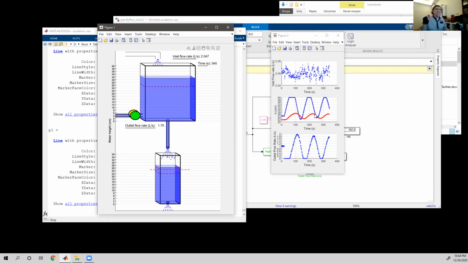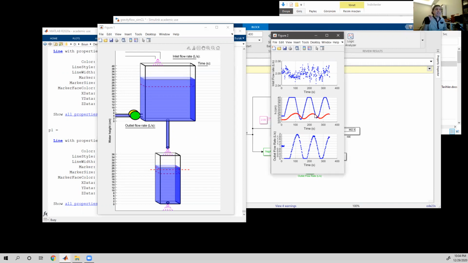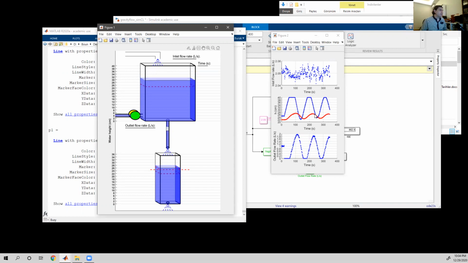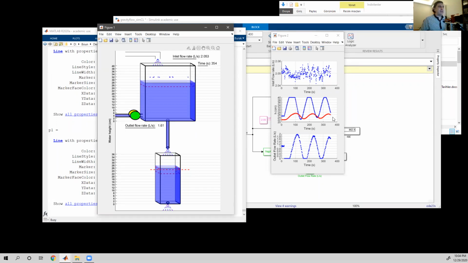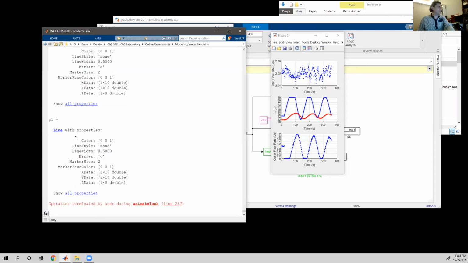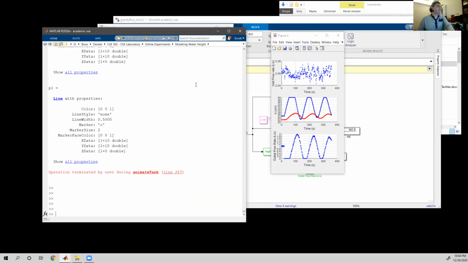So when Kc is negative, it is a direct acting controller. So here I'm using a negative Kc value. And as we can see, these cycles tend to get smaller and smaller. Okay, at about 400 seconds I'm going to stop the simulation, because there is no need to consider it further.